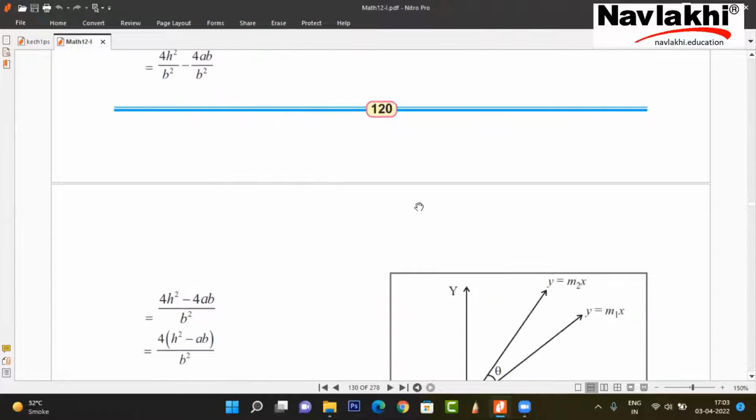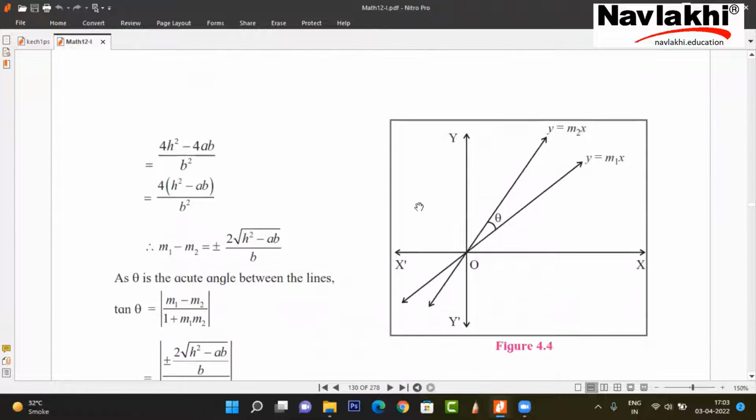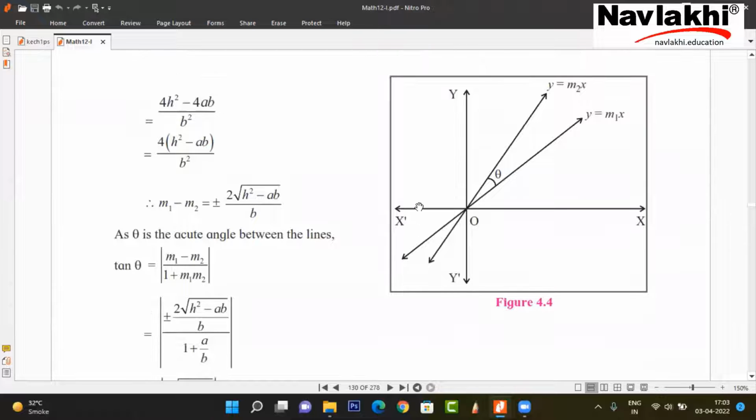Let's visualize the diagram a little bit. Proof is very, very important for HSC people. CET people, cancel proof, it is not there in the syllabus. HSC people, later on I'll do all the proofs. Let's visualize the diagram.